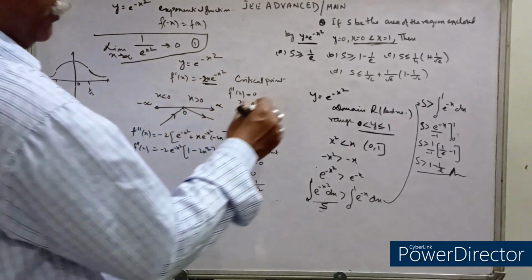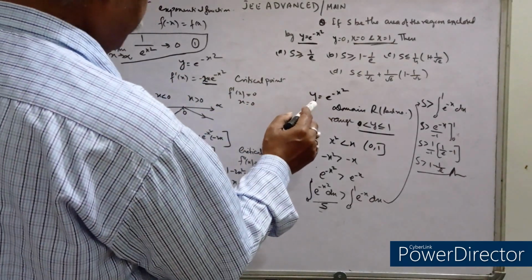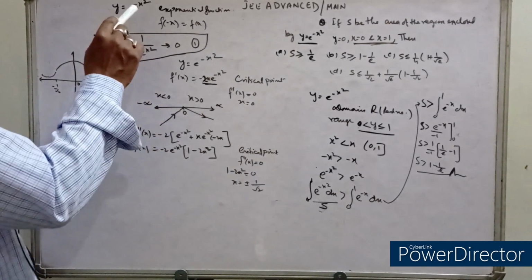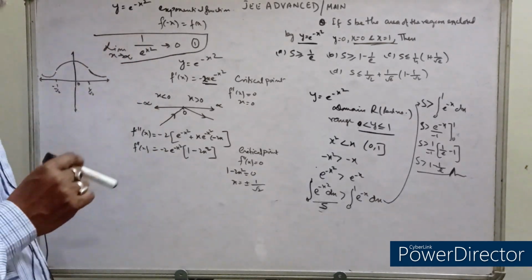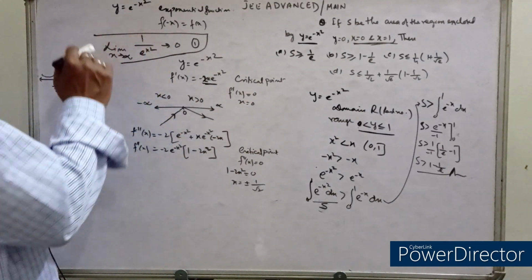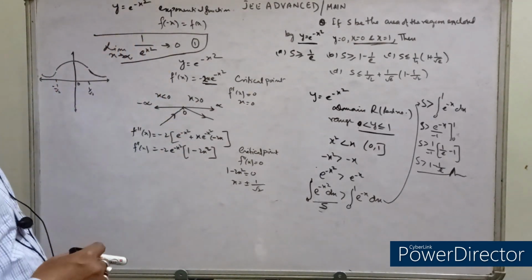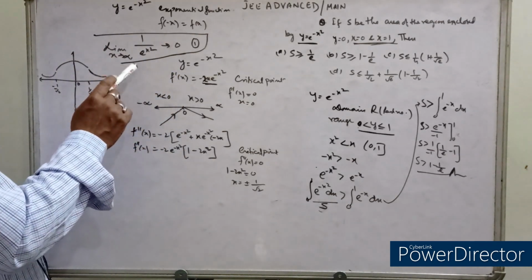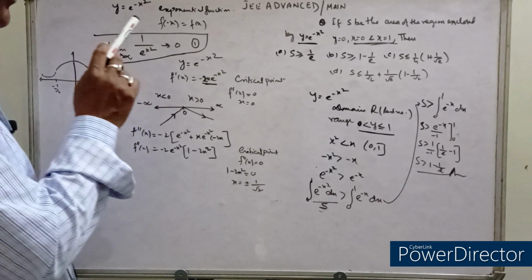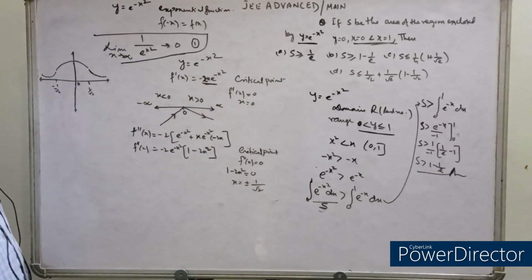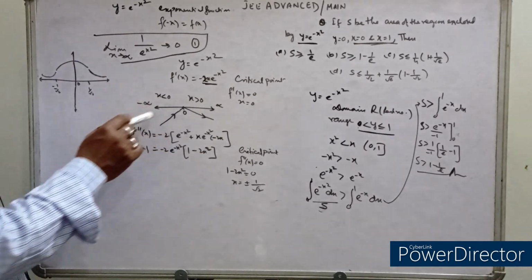So here you see the first most important point: this is an exponential function. Usually exponential functions are increasing functions, but here this is a decreasing function because f dash x is less than 0, and again it is an even function. And the most important point here is that it has no x intercept but it has y intercept, and with the help of f dash x we can find out how the graph changes.